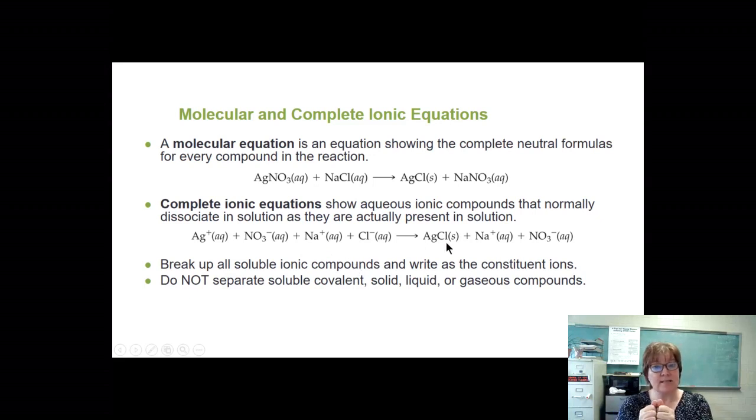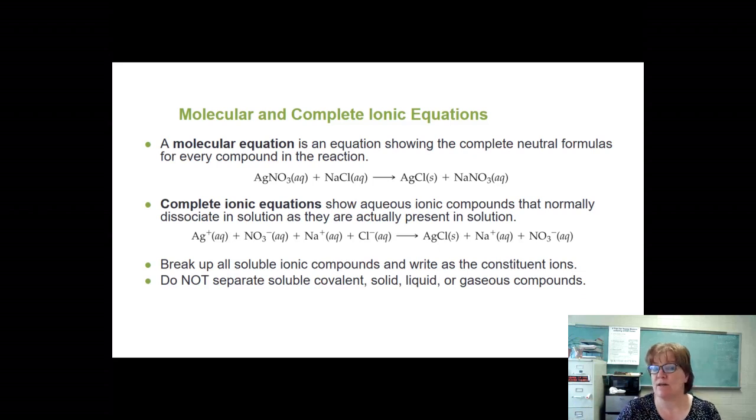Silver chloride is stuck together. It is not dissociated. It is insoluble. So it would be one big crystal of silver ions and chloride ions all stuck together in a neutral crystal. And then my sodium nitrate would be sodium ions and nitrate ions. So the idea is in the complete ionic equations, I am going to show all aqueous ionic compounds as the dissociated ions that it is made of.